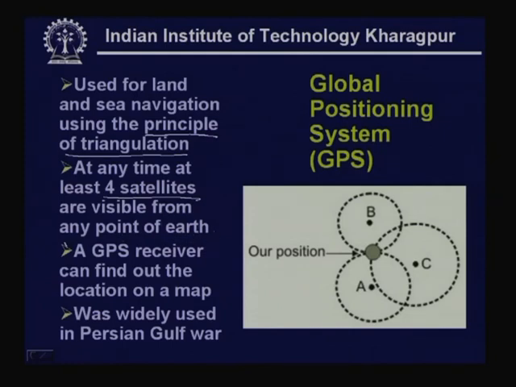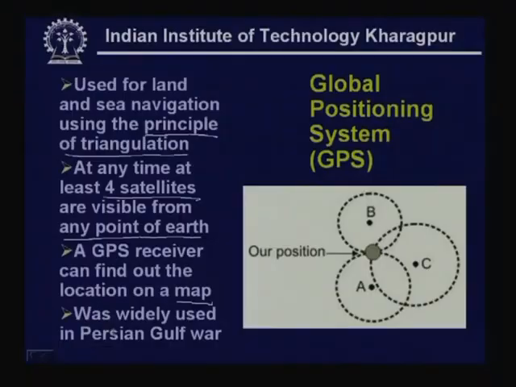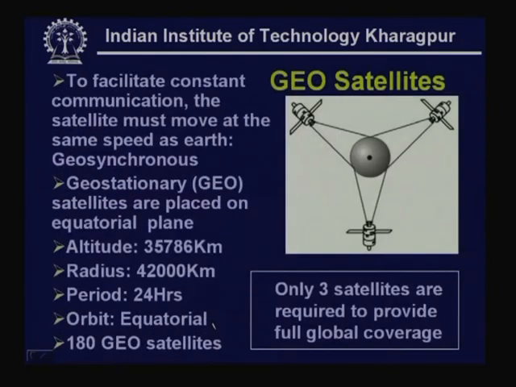It is not necessary that it has to be on any point of the earth, it can be in space also. For example, from the aircraft also it can be used. So, a GPS receiver can find out the location on a map. So, nowadays there is no need to use the compass, but you can use a GPS receiver for the purpose of positioning. In fact, this was widely used in the Persian Gulf War for identifying the position of different vehicles used in war. So, this is your GPS.